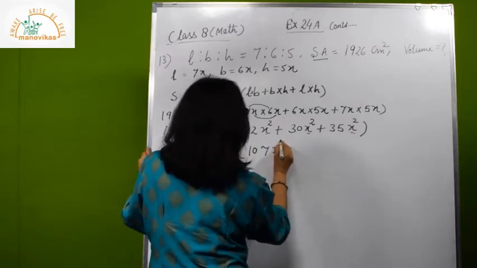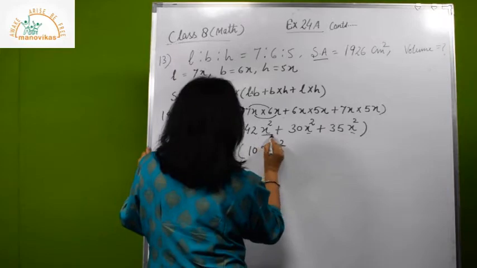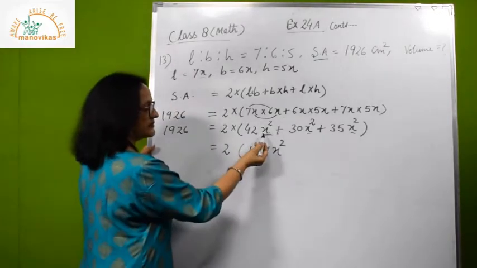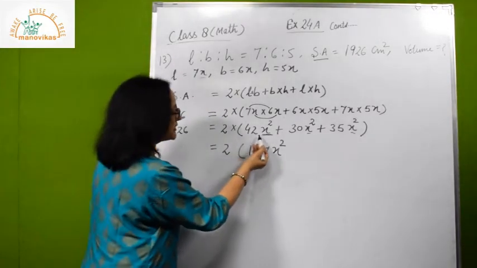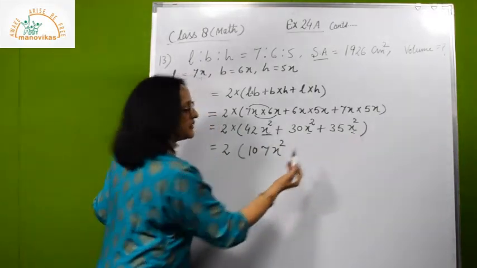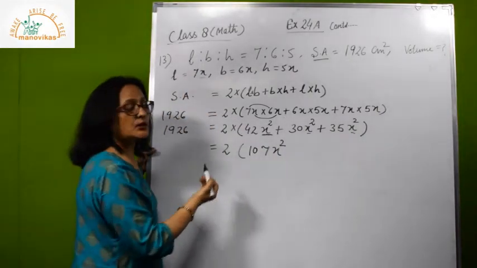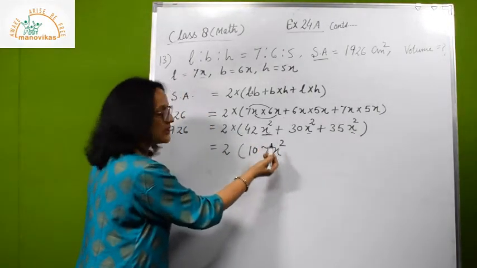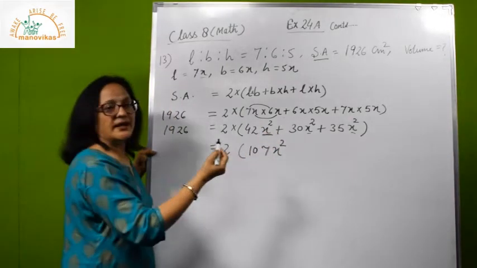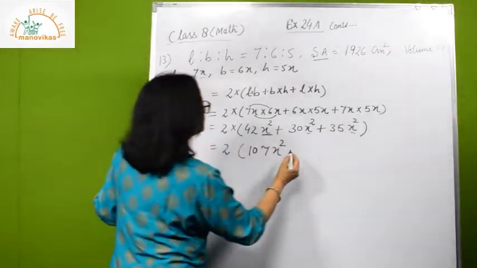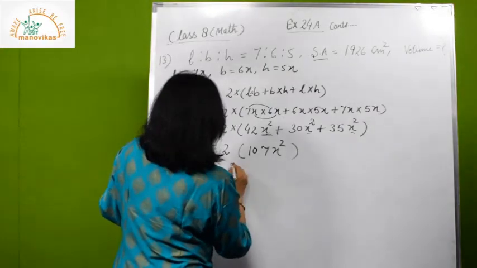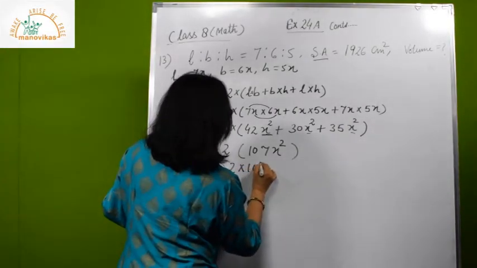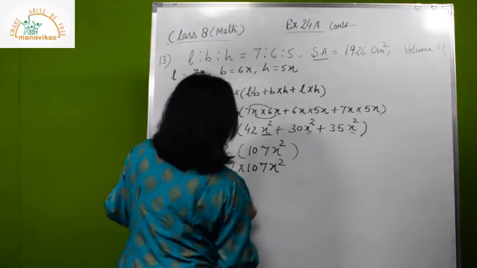107 x square. Suppose x square is a pen, so 42 pens, 30 pens and 35 pens, all together 107 pens. So pen means x square. So just treat the variable as anything. So here 2 into 107 into x square.